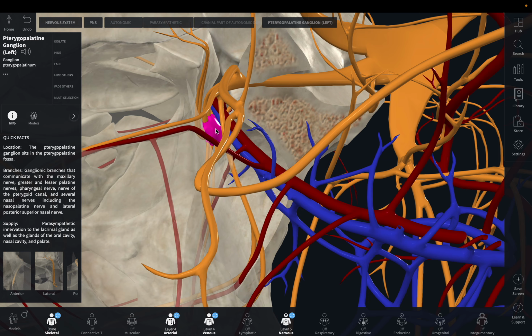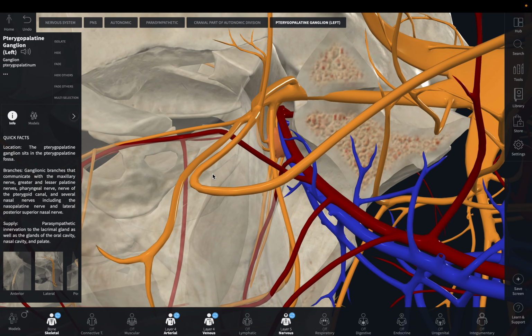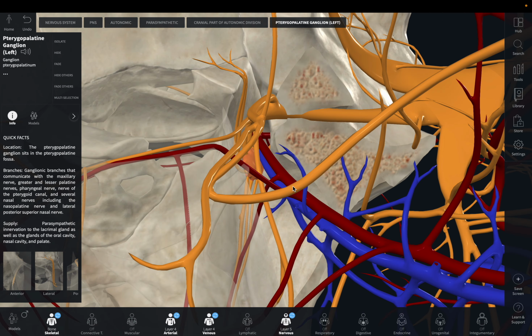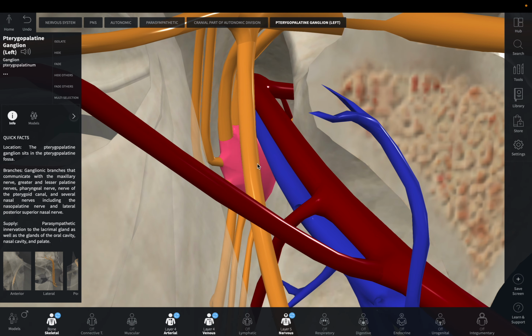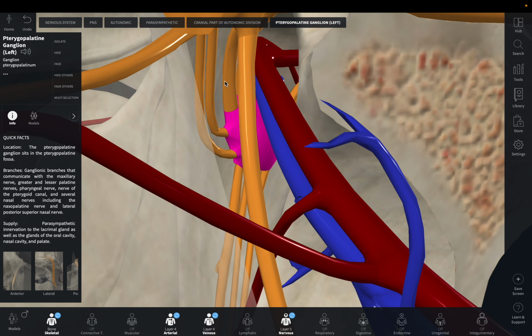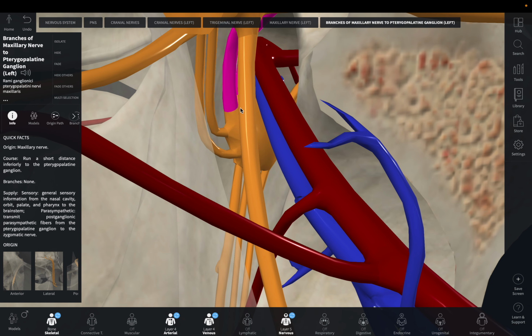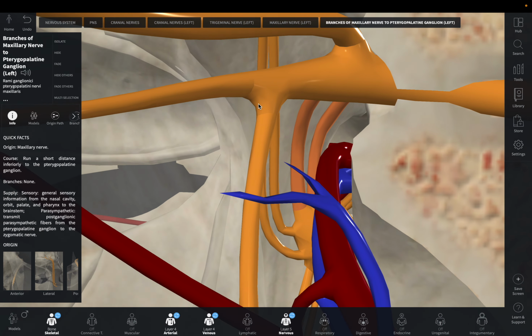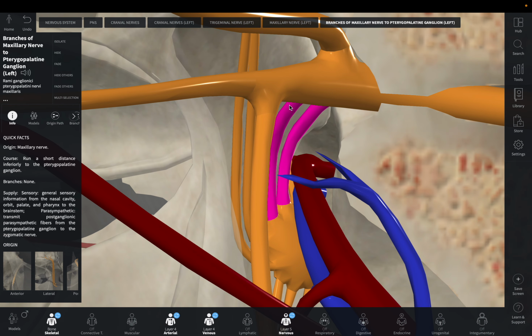Now, the branches that come out of the pterygopalatine ganglion, there are a few of them, but we'll go through them one by one. So these branches go into the pterygopalatine ganglion and provide sensory innervation. Technically speaking, they come out of the ganglion and go back into the skull, but just for understanding's sake, we'll say that it comes into the ganglion.